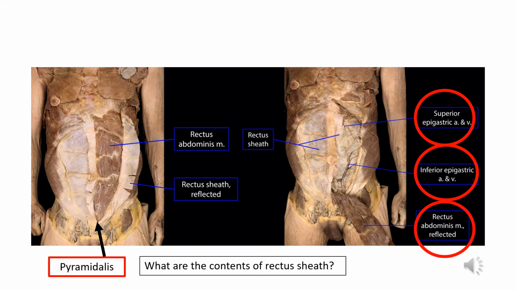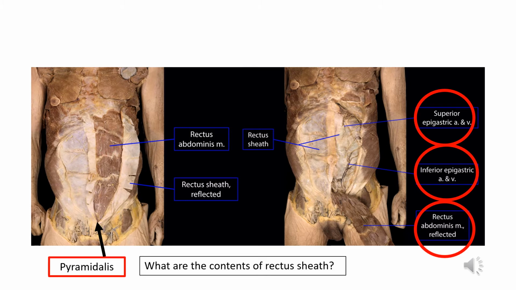Rectus abdominis is a long, flat muscle and extends the length of the anterior abdominal wall. It is a paired muscle separated in the midline by the linea alba. It widens and thins as it ascends from the pubic symphysis to the costal margin. Along its course, rectus abdominis is intersected by 3 or 4 transverse fibrous bands or tendinous intersections.